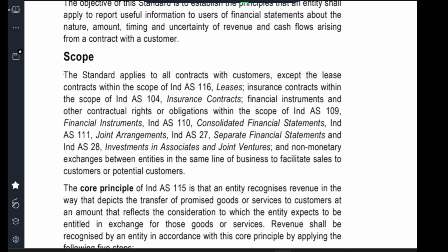So these are excepted, because these are governed by separate standards, so those will be followed. We can't supersede those standards with this standard.